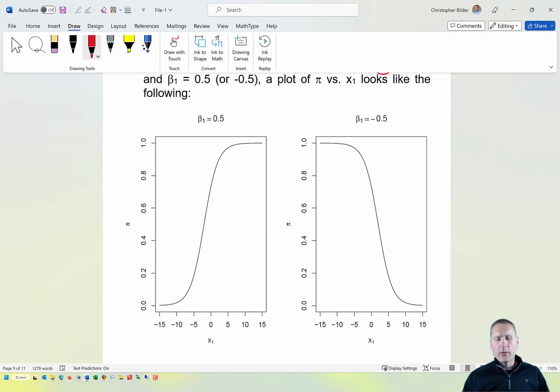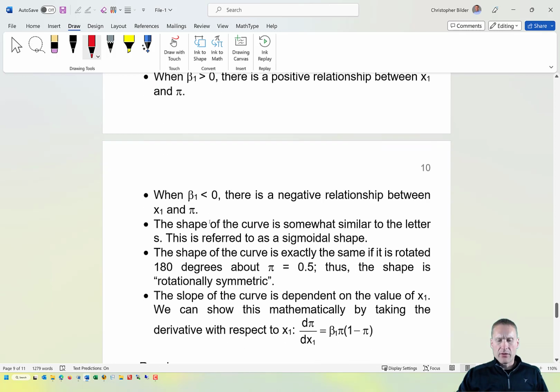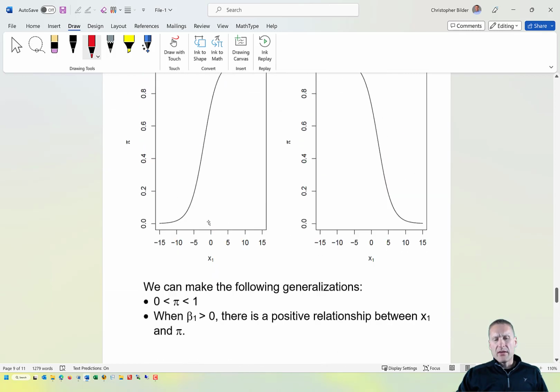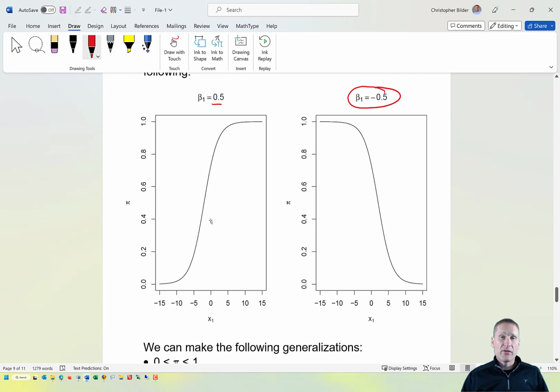Something else that we see here, notice that beta 1 is positive. And so we have a positive relationship between x1 and pi, meaning that as x increases, pi increases as well. Notice when beta 1 is equal to negative 0.5, now we have a negative relationship. As x1 increases, pi goes down. Let me make sure I talked about all this. Also, we can see the slope of this curve changes as a function of x. And in fact, one could do some calculus to actually show that indeed it does change as a function of x.